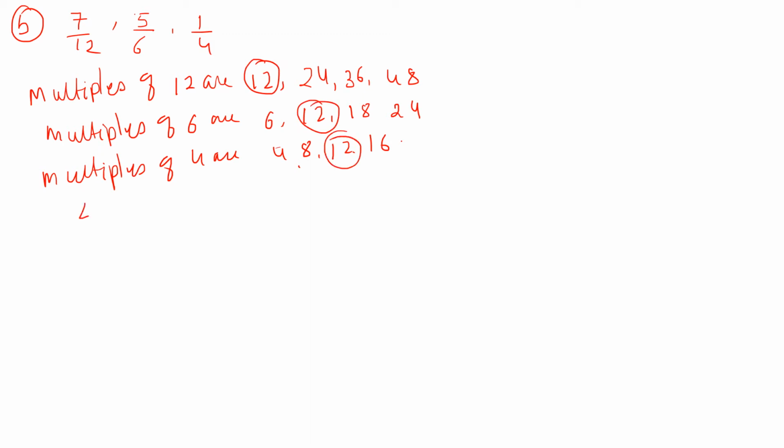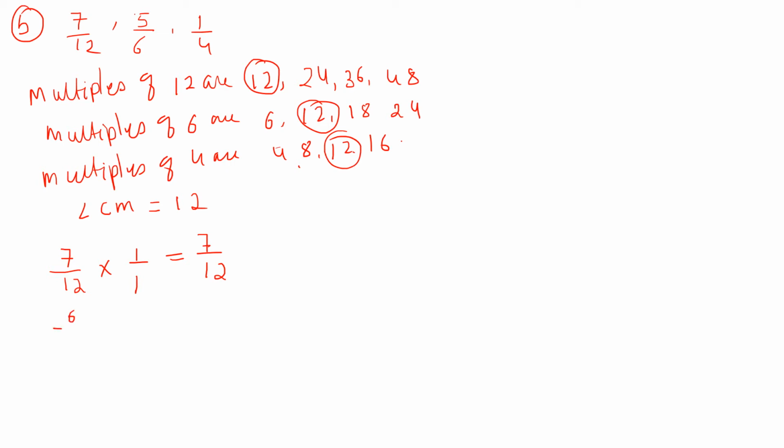So LCM is 12. So here we have to convert all the denominators into 12, except this, which is already 12. Now how to convert? First you write 7 by 12 multiplied by dash is equal to 12. Now in table of 12, how many times is equal to 12? One time. So 1 1 is 7, 7.